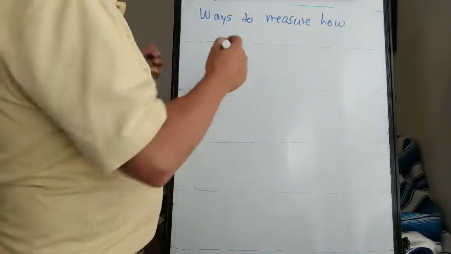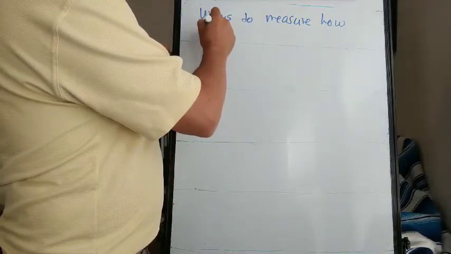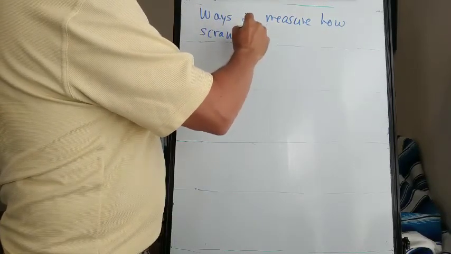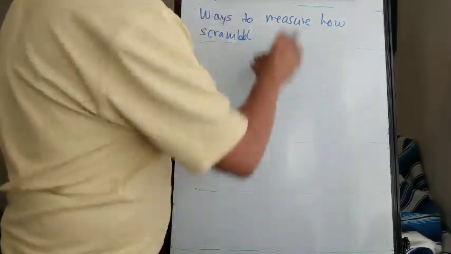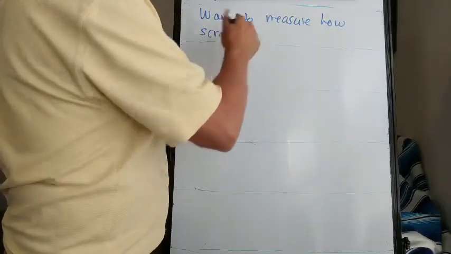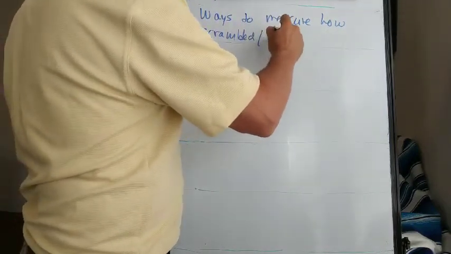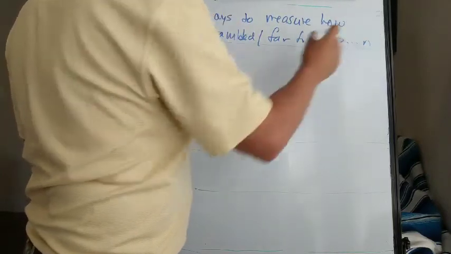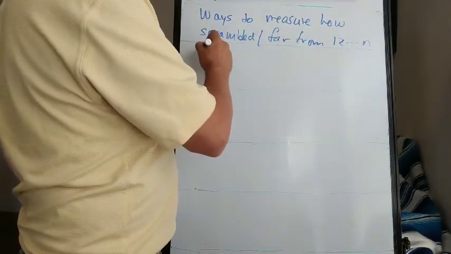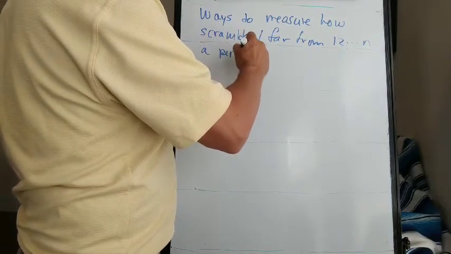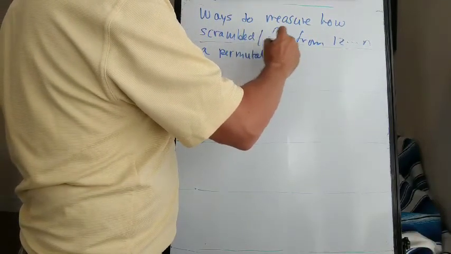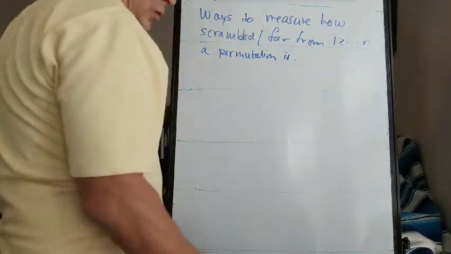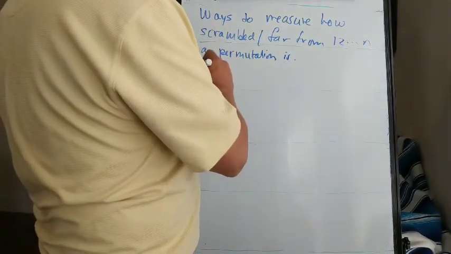So we can think of this as measuring how scrambled or far from in order a permutation is. There are many ways to do this, in fact. One way is to count inversions.